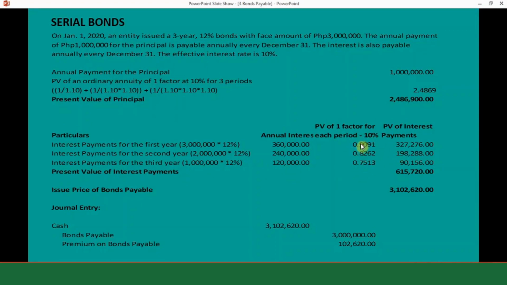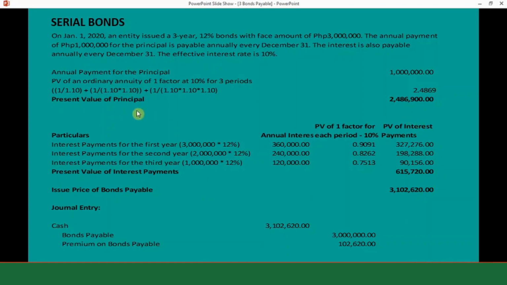So, ito yung mga pinagsasabi nating factor, no? PV, present value of 1 for each period. First year, second year, third year. So, the total of these pareho lang dito sa 2.4869. Okay, so, yung 360, times mo dun sa first year kasi yan yung interest payment na gagawin sa first year. So, times 0.9091. So, you have 327,276. Same with the second year, 240 times naman dun sa respective PV factor niya on the second period. So, you have 198,288. Then, 120 times 0.7513, 90,156. So, present value of interest payment for the 3-year period, 615,720.